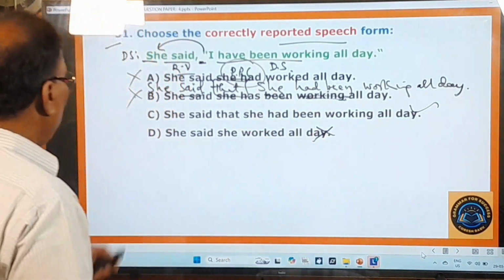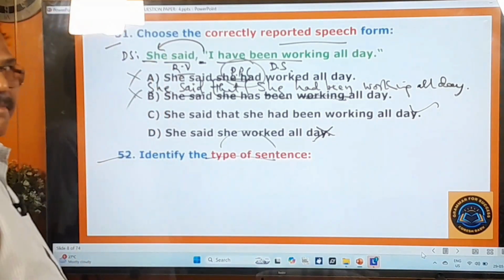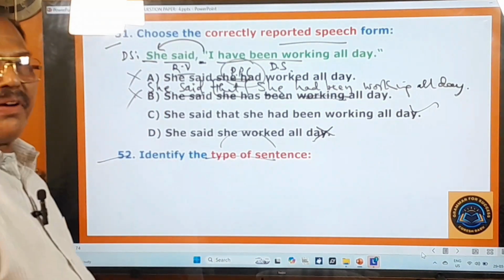And now let's move on to the next question. 52nd question. Identify the type of sentence. So here he is giving some sentence. You have to identify that sentence.